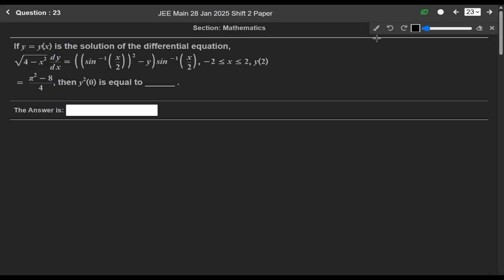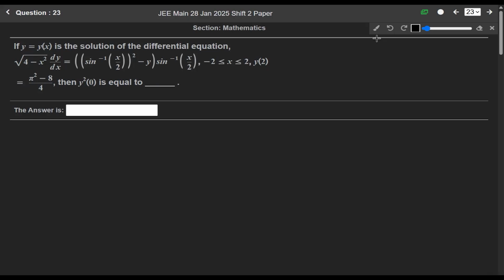Now the next question is 23. If y equals y(x) is a solution of the differential equation, okay, we are given this differential equation and it is equal to (π² − 8)/4, then y²(0) is equal to. So this, under root 4 minus x square dy over dx, is this.